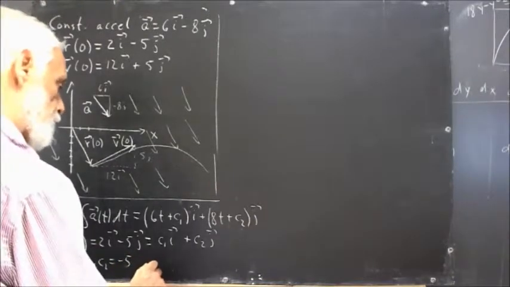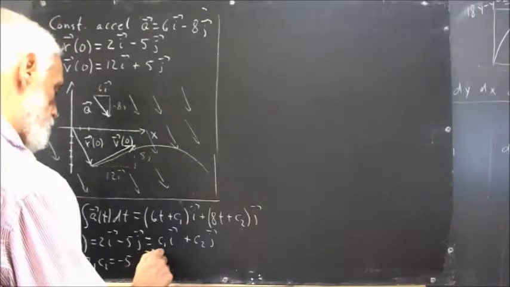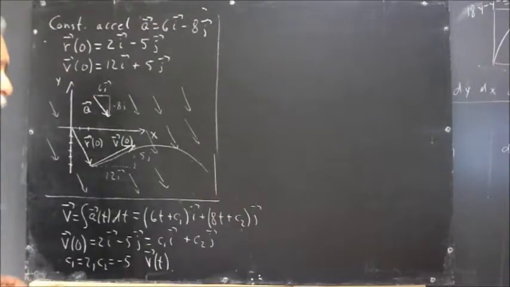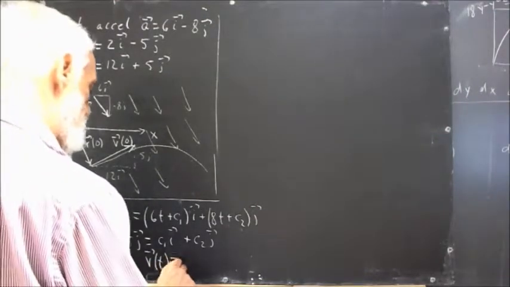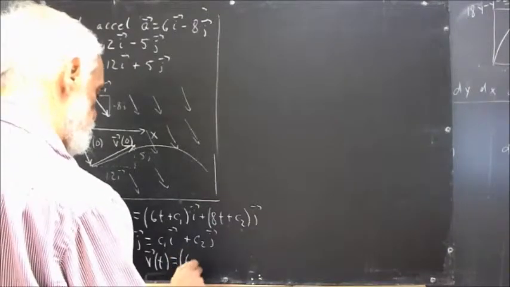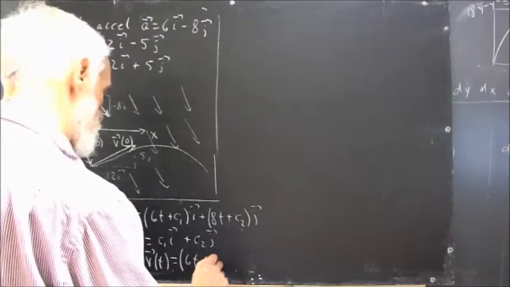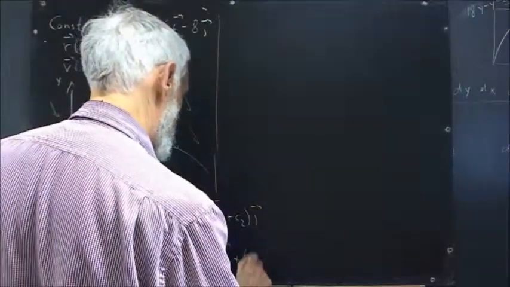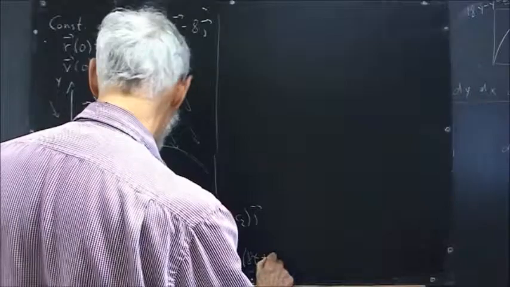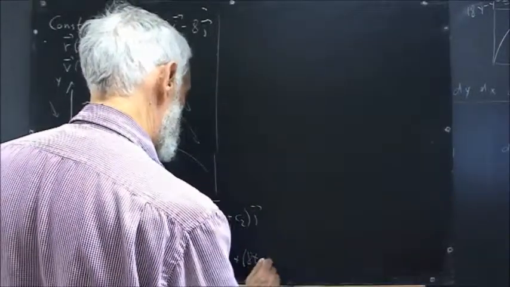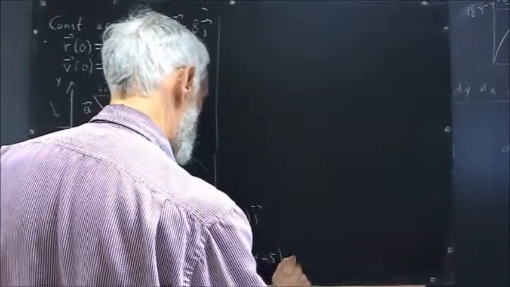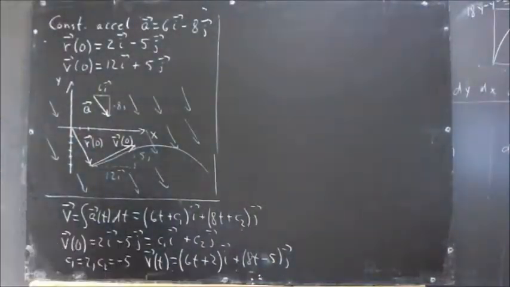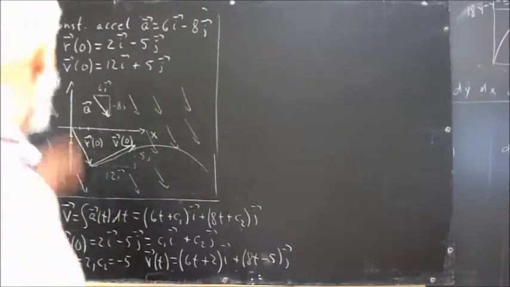And our velocity function, V of t, equals 6t plus 2 i plus the quantity 8t, well, it's going to be plus a negative 5, I'll just write that as negative 5, times j. So we've got our velocity function. How do we get our position function?